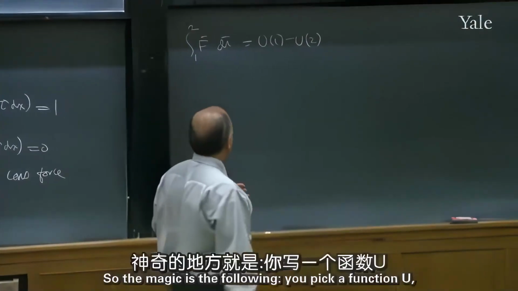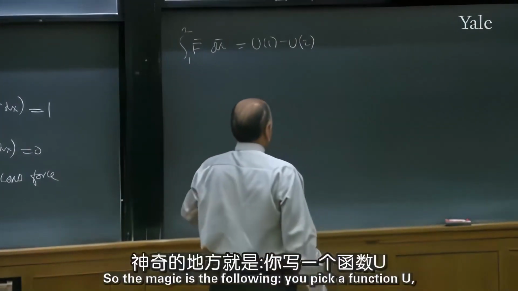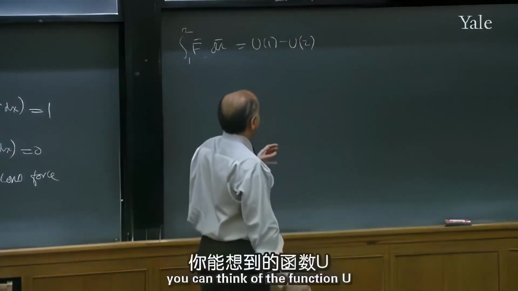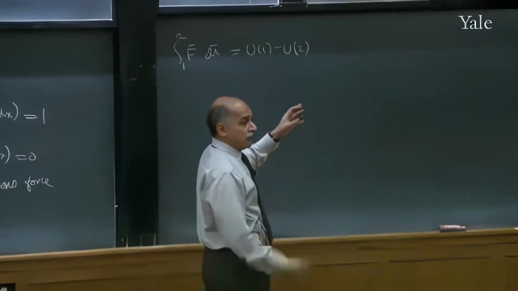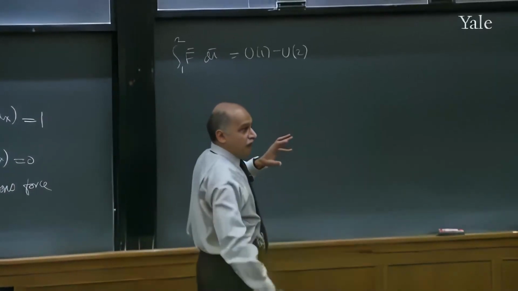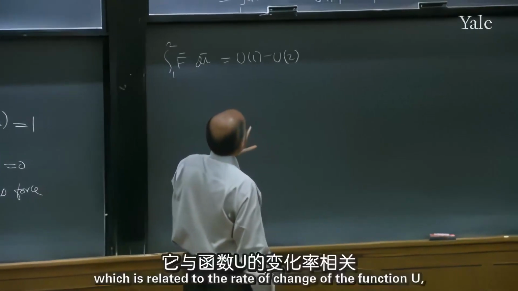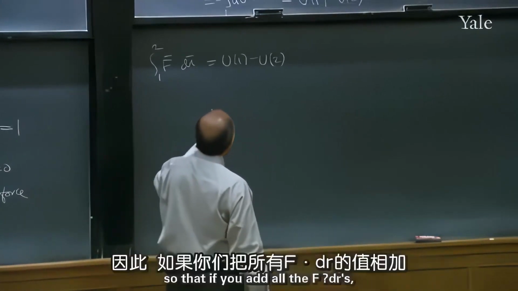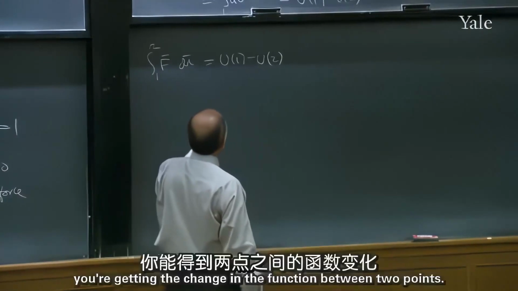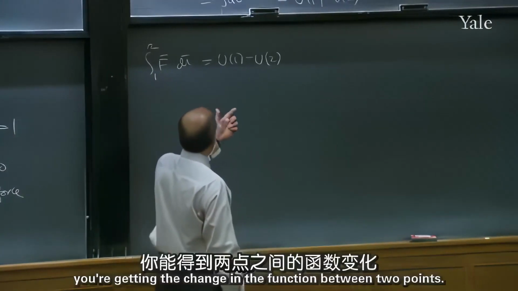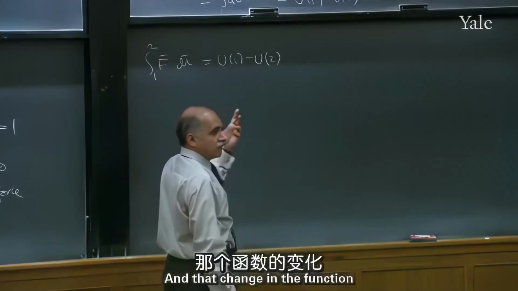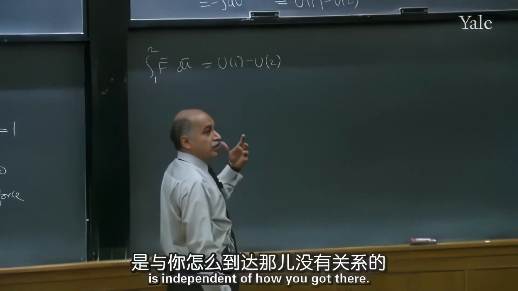So the magic is the following. You pick a function u. You can think of the function u as measured perpendicular to the blackboard. It's like a height or something coming out of the blackboard. You cooked up a force which is related to the rate of change of the function u, so that if you add all the f dot dr's, you're getting the change in the function between 2 points. And that change in the function is independent of how you got there.